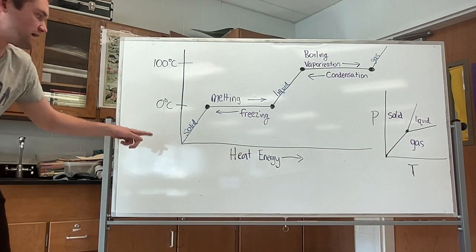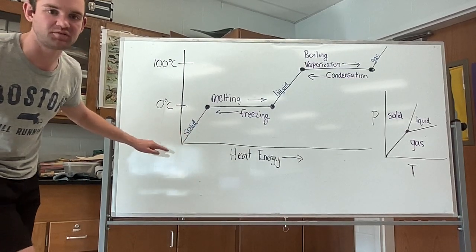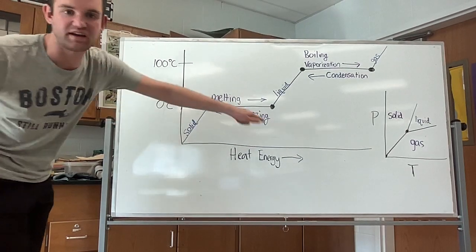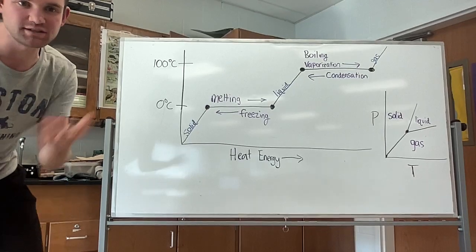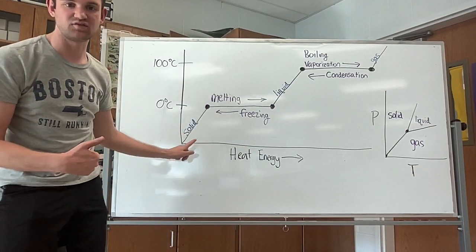So looking here, we have heat energy on the x-axis and the temperature of a substance on the y-axis. And what you're going to notice is this little zigzag pattern right here. So what the heck is going on? Well, let's pretend I have something like ice, which is solid water. That says solid right there.